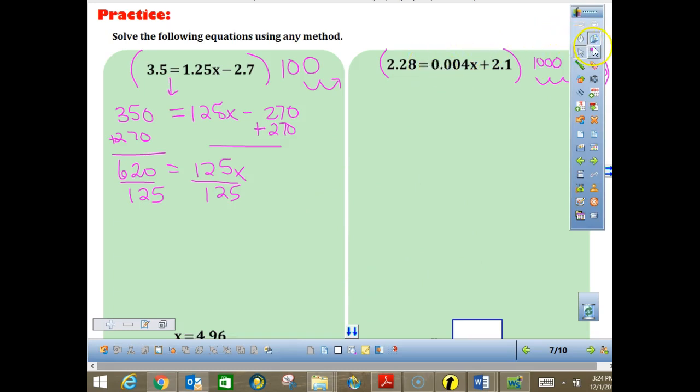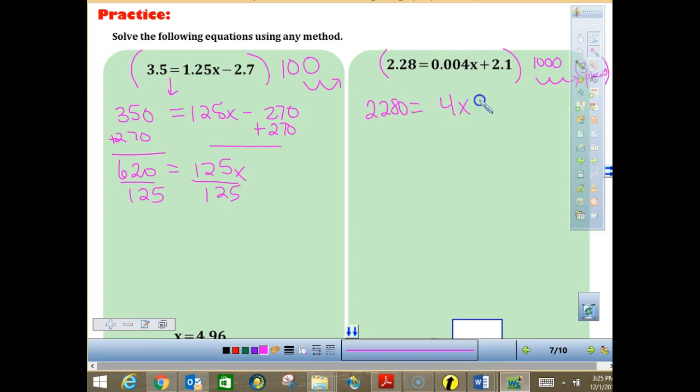So, new equation. Chloe, you ready to start us off? Okay, go. 2,280 equals 4x plus 100. Okay. So next step is going to be to do what, Kate? You have to subtract 2,100 from each side. Yes.